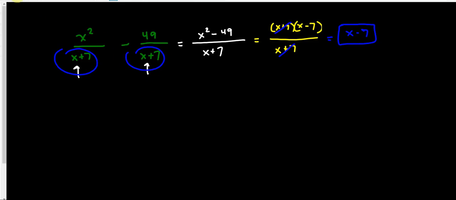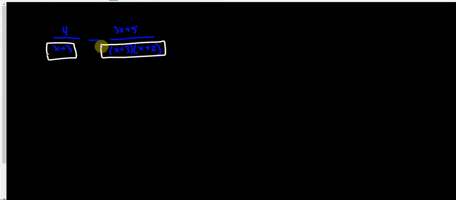What if we don't have the same denominators? How do we fix this? Let's take a look at an example like this. Let's go with 4 over x plus 3 minus, and we'll go with 3x plus 5 over x plus 3 times x plus 2. So we no longer have identical denominators. So I cannot subtract or add these fractions yet.